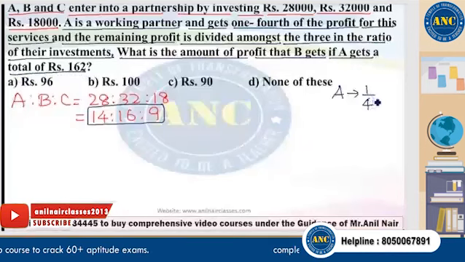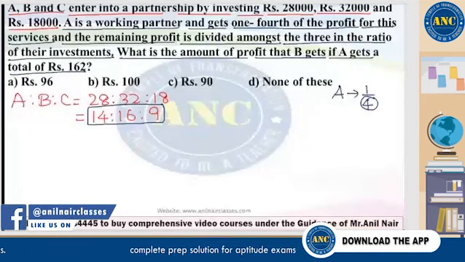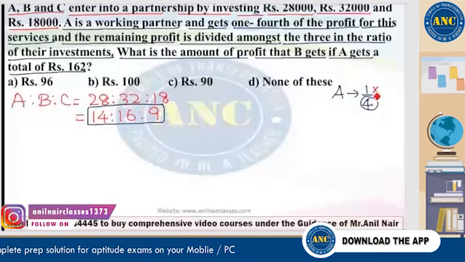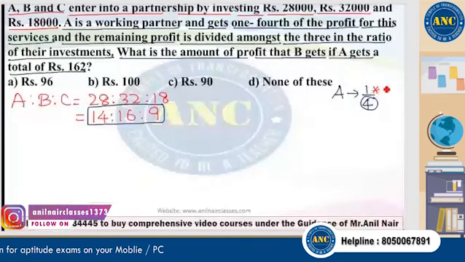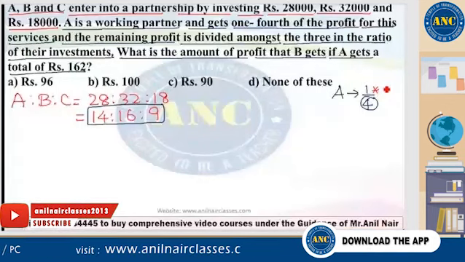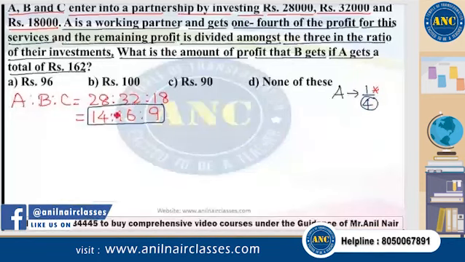Now, I have 1/4 which is a fraction, but I don't like to work with fractions. I want it to be a whole number. So what number should I take here as a profit? I will take a number which is a multiple of 4, because when I take the profit as a multiple of 4, this denominator 4 will cancel. But also think a little logically, sir.